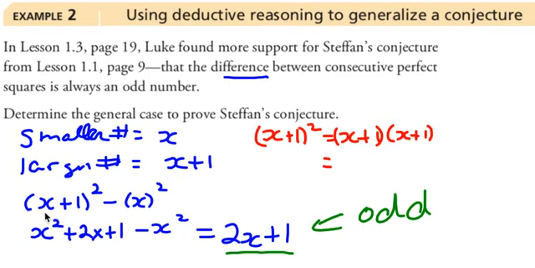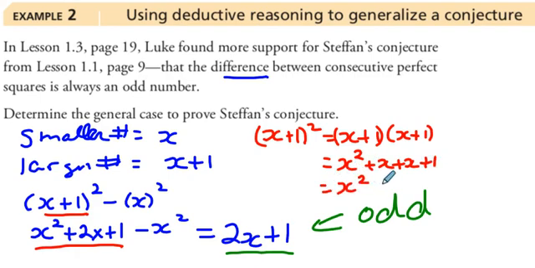Now, if you're having difficulty getting from here to here, all we're doing is going x plus 1 squared is x plus 1 times x plus 1, and then we multiply each part of the first factor by each part of the second factor. So x times x is x squared, x times 1 is x, 1 times x is x, and 1 times 1 is 1. And when you join together the x's, you'll get 2x, and that's what we have right here.